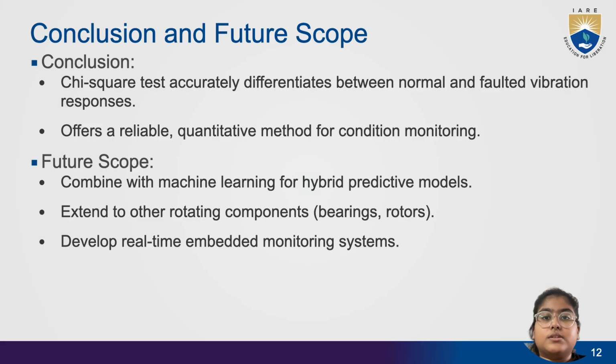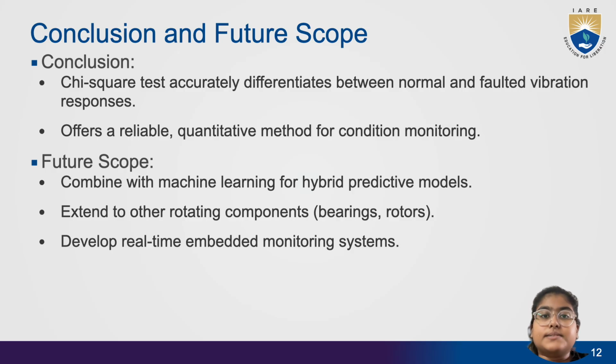In conclusion, this project successfully demonstrated that the chi square goodness of fit test is an effective method for classifying vibration responses of rotating shafts. It provides a statistically reliable quantitative approach for fault diagnosis, helping distinguish between normal and abnormal vibration patterns.